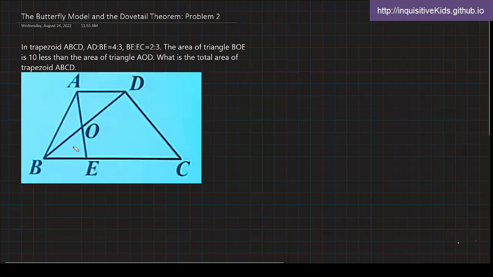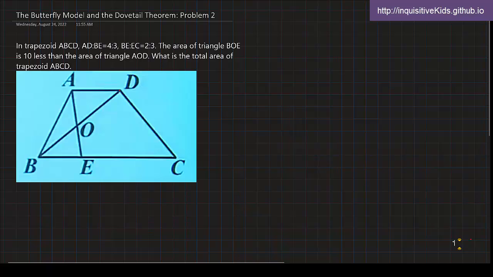Problem 2. In trapezoid ABCD, AD to BE is 4 to 3, BE to EC is 2 to 3. The area of triangle BOE is 10 less than the area of triangle AOD. So we're being asked, what is the total area of the trapezoid ABCD?